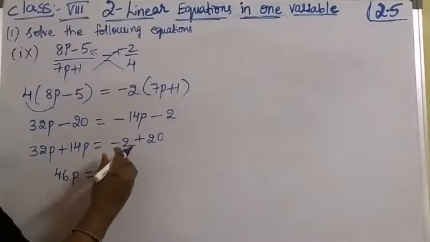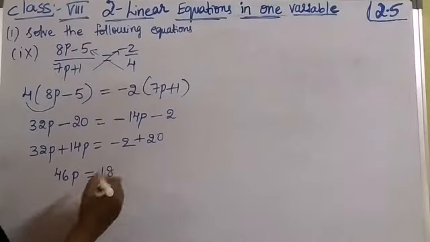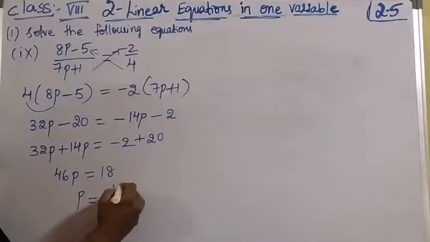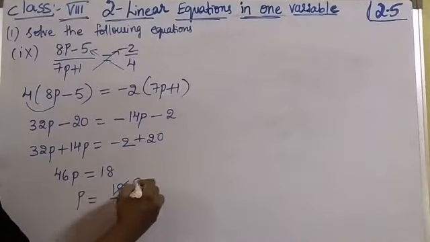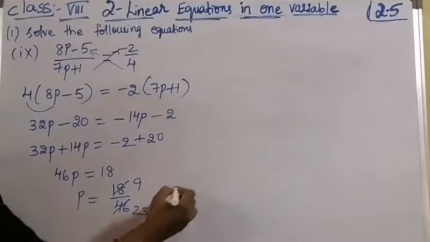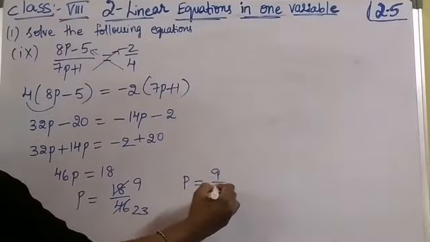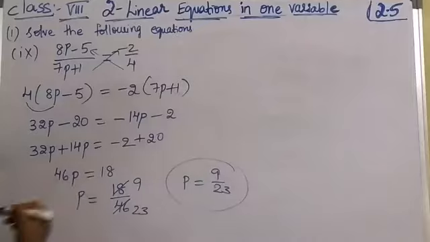46p is equal to minus 2 plus 20, which is 18. So what is p here? 18 by 46. Is cancellation possible? Yes. 2 9s are 18, 2 23s are 46. So p equal to 9 by 23 is the answer.